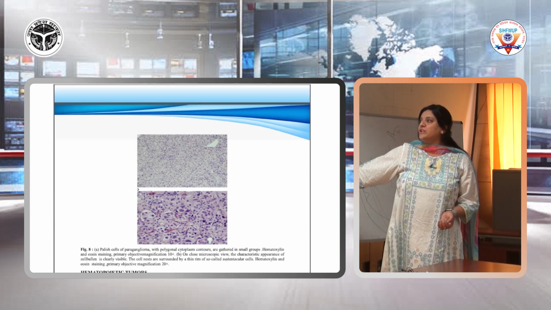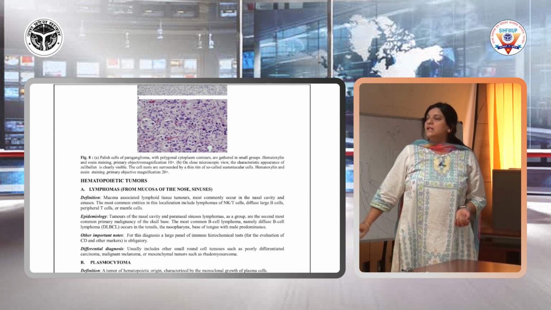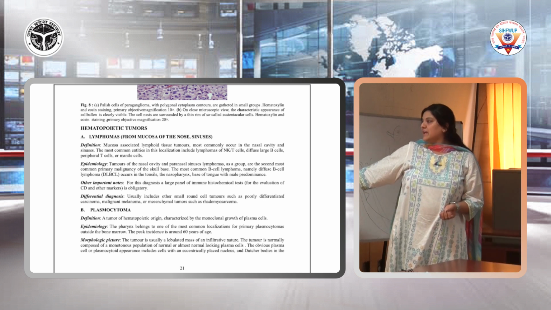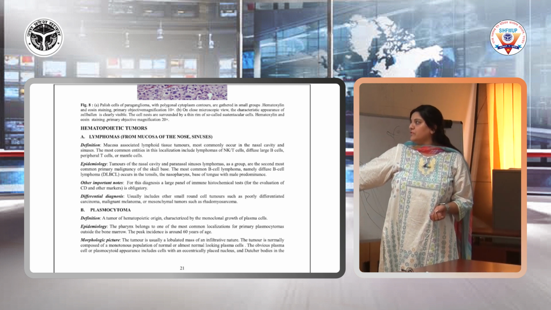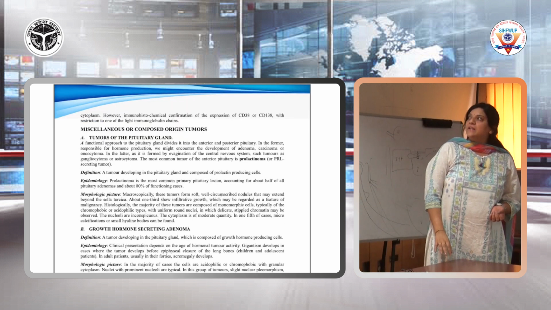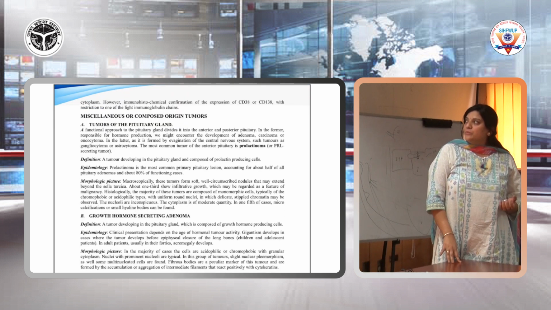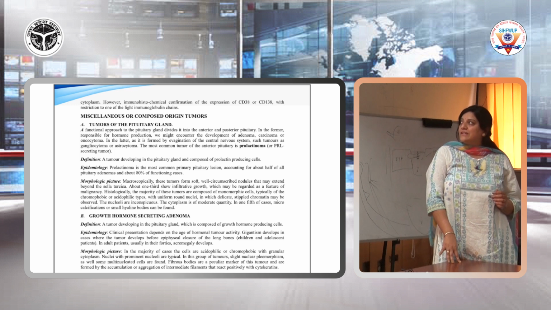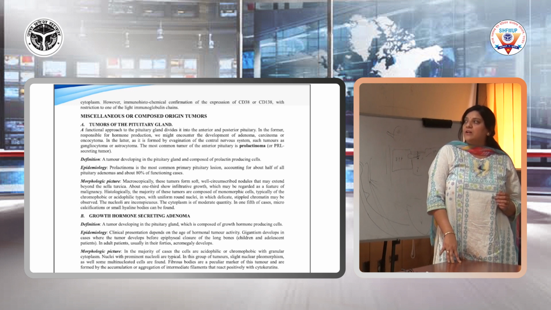Now coming to hematopoietic tumors. Number one is lymphomas, which arise from the mucosa of the nose and sinuses. Second one is plasmacytoma, arising from the monoclonal growth of the plasma cells. Now the miscellaneous or composed origin tumors. Tumors of pituitary gland. A functional approach to the pituitary gland divides it into anterior and posterior pituitary. In the former, it is responsible for the hormonal production. We might encounter the development of adenoma, carcinoma or oncocytoma. But the latter is formed by evagination of the central nervous system. Such tumors are gangliocytoma, astrocytoma.